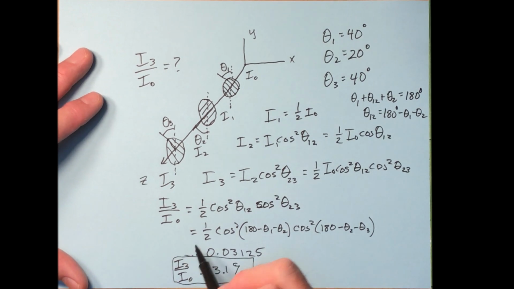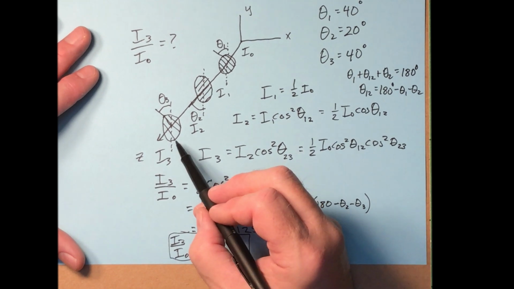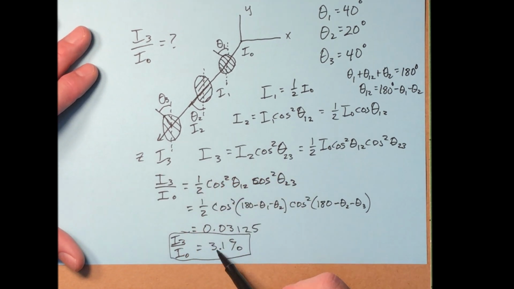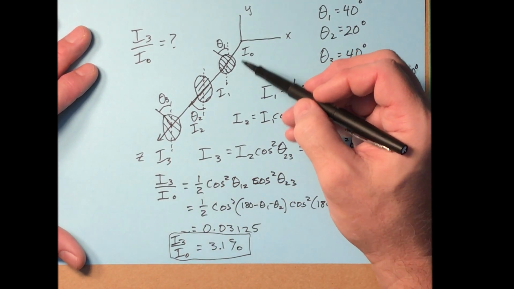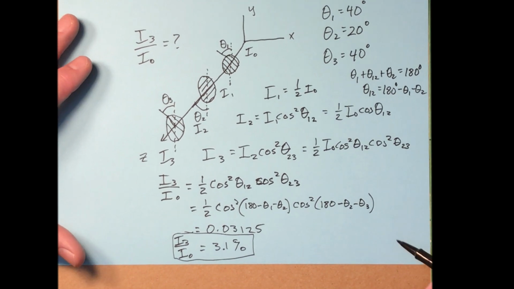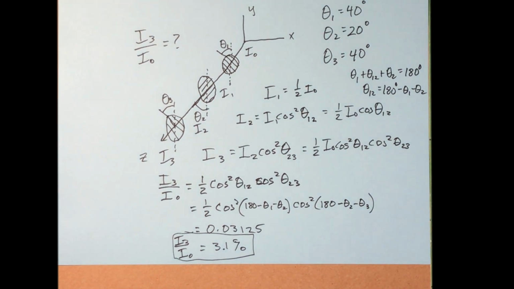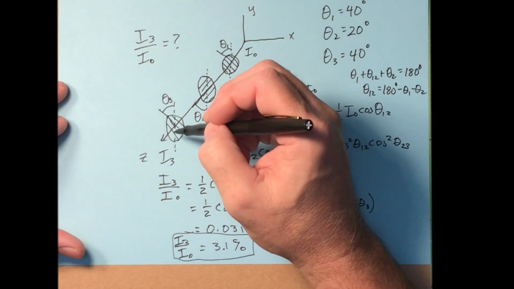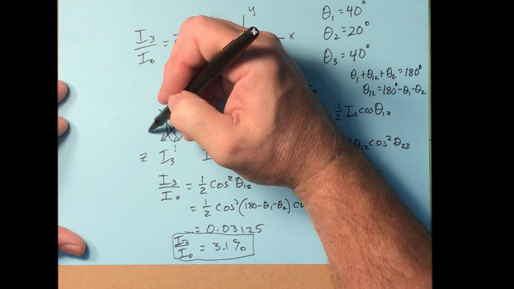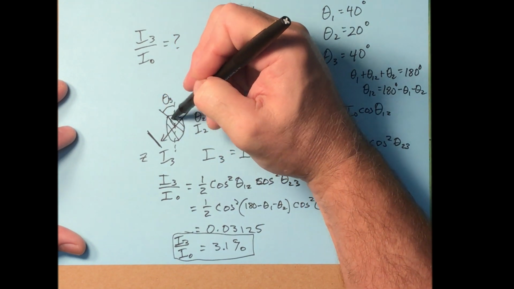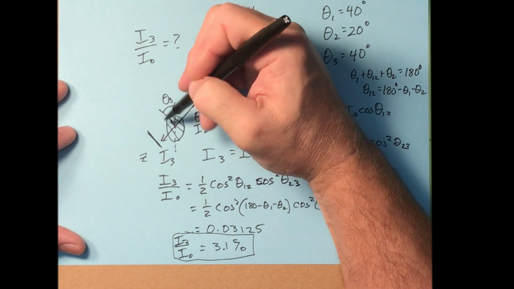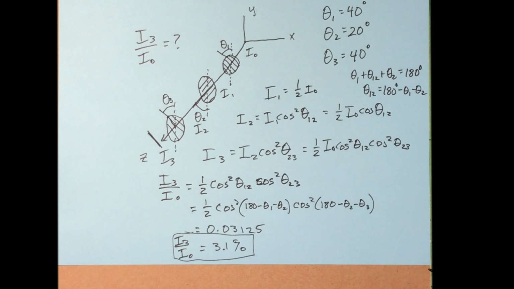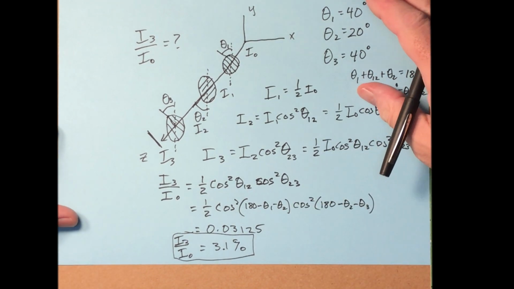So the intensity of what comes out of the third filter is about 3% of what went in on the original end. So the intensity has been dramatically reduced by passing it through these filters. But when it comes out here, it's going to be polarized in that direction of those lines in the polarizer there. Okay, so there's a type of problem that you may see soon.